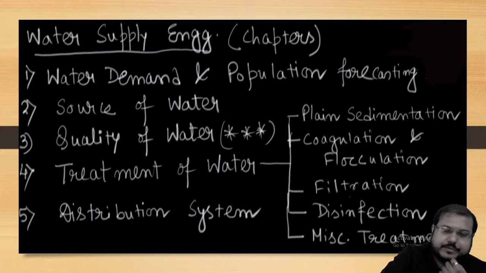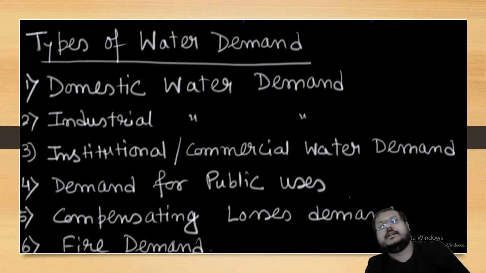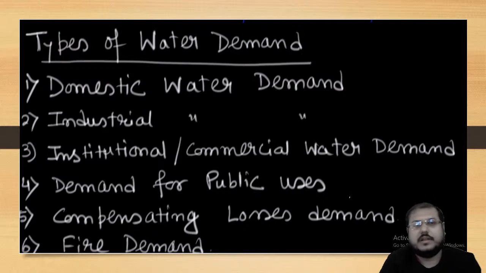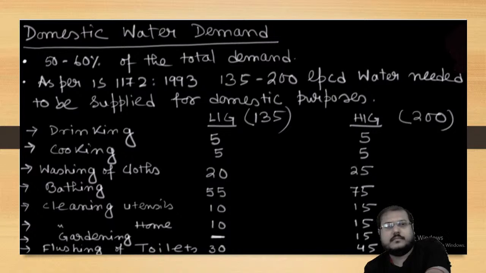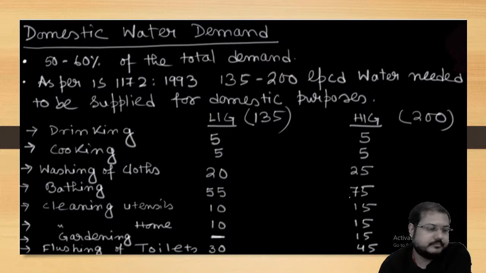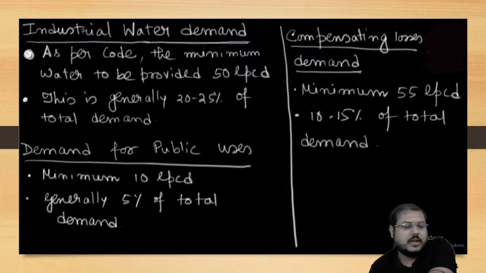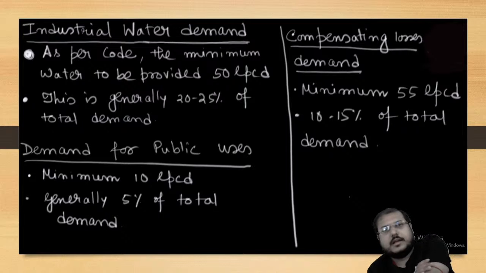Then I told you the types of water demand listed here: domestic, industrial, institutional, demand for public uses, compensating losses demand, and fire demand. There is a segment where, for different domestic purposes, how much water is assigned for LIG and HIG groups is mentioned. Then a brief discussion about industrial water demand, demand for public uses, and compensating losses demand.